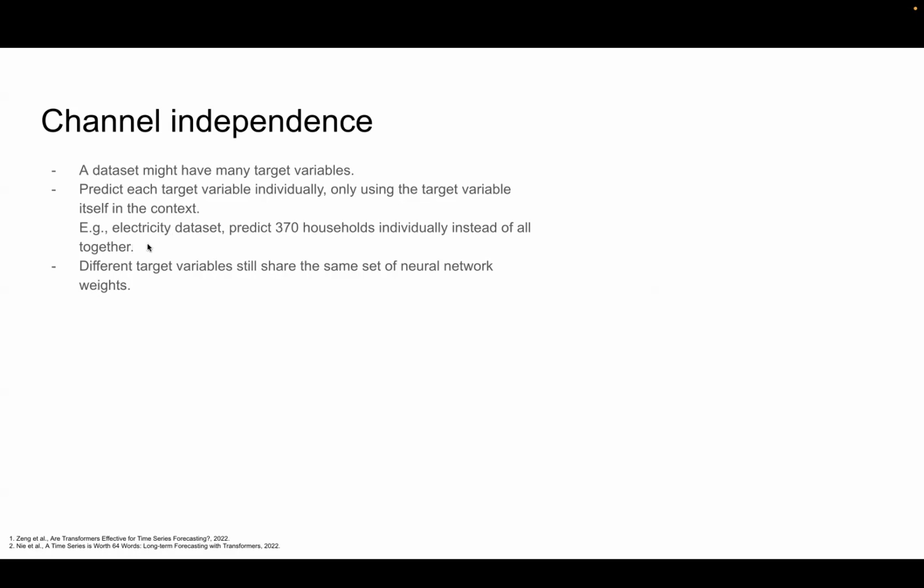So one example is the electricity data set. The electricity data set is to predict the energy consumption of 370 households. So instead of feeding in those 370 households altogether in the context range, maybe you only feed in whichever household we want to predict.